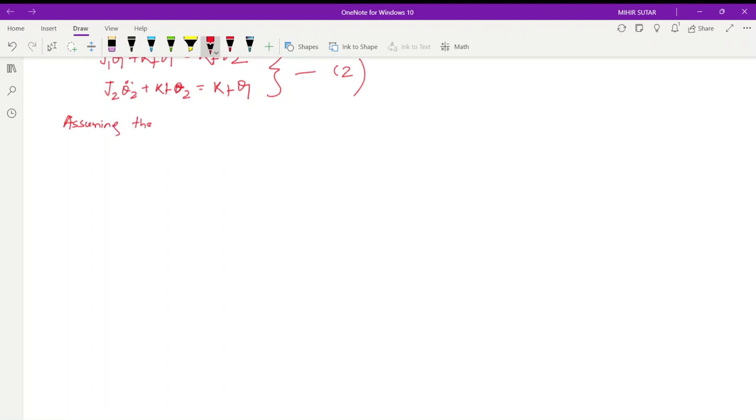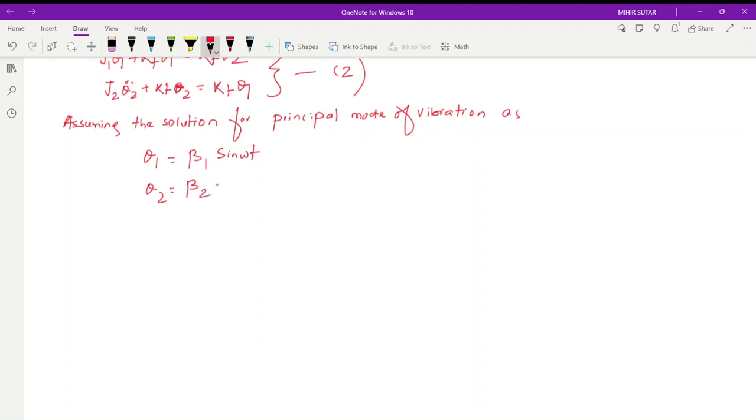Now assuming the solution for the principal mode of vibration as theta 1 is equal to beta 1 sin omega t and theta 2 as beta 2 sin omega t. Let's say this is equation 3.